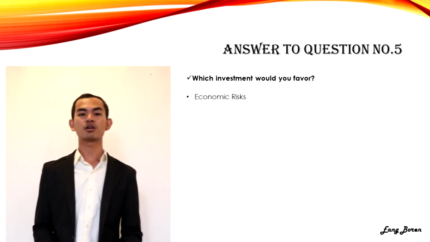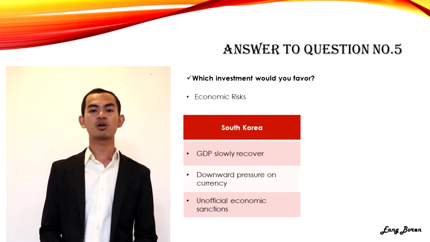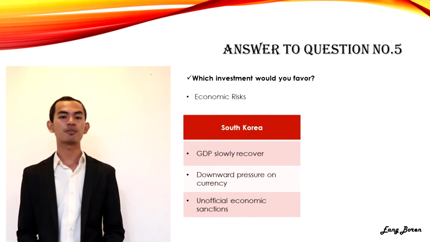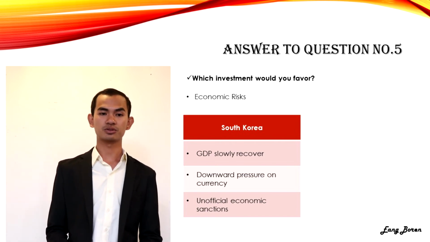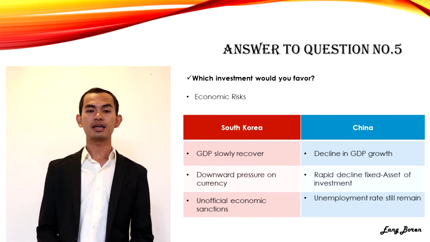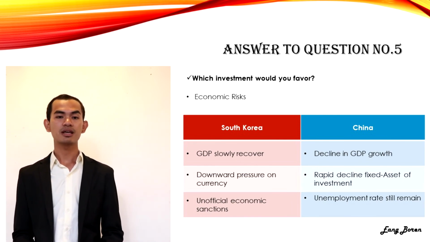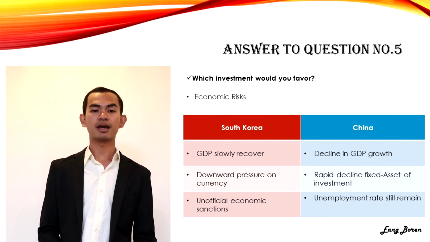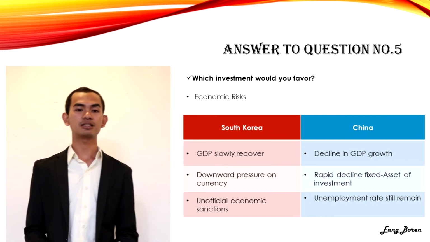Secondly, economic risk. In South Korea, after the election, the economy is still recovering slowly and there is pressure on the currency. Also, there is unofficial economic retaliation from Beijing, such as the boycott of Korean cosmetics or TV shows. For China, there is a decline in the GDP growth rate to 6.9%. Moreover, fixed asset investment is rapidly declining too. The unemployment rate still remains, and it reflects some negative trends, starting with long-term weakness in productivity growth.